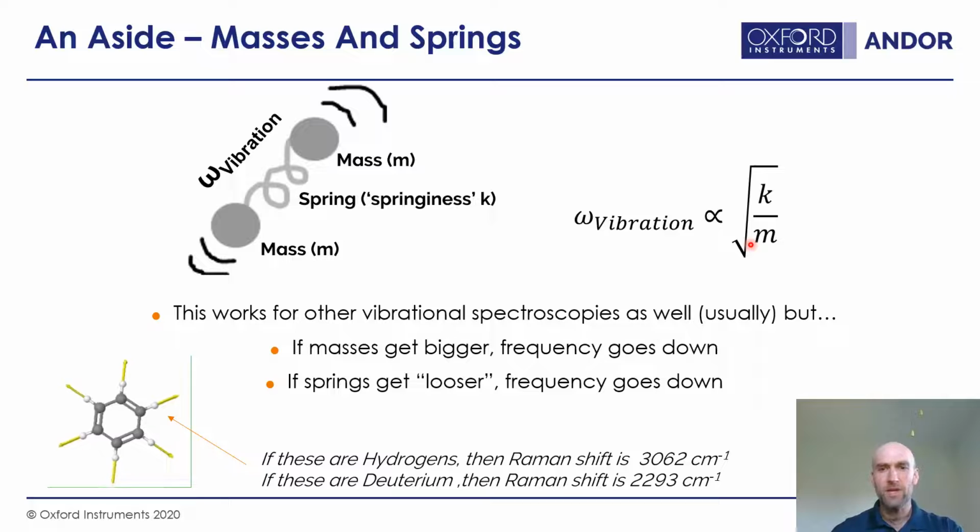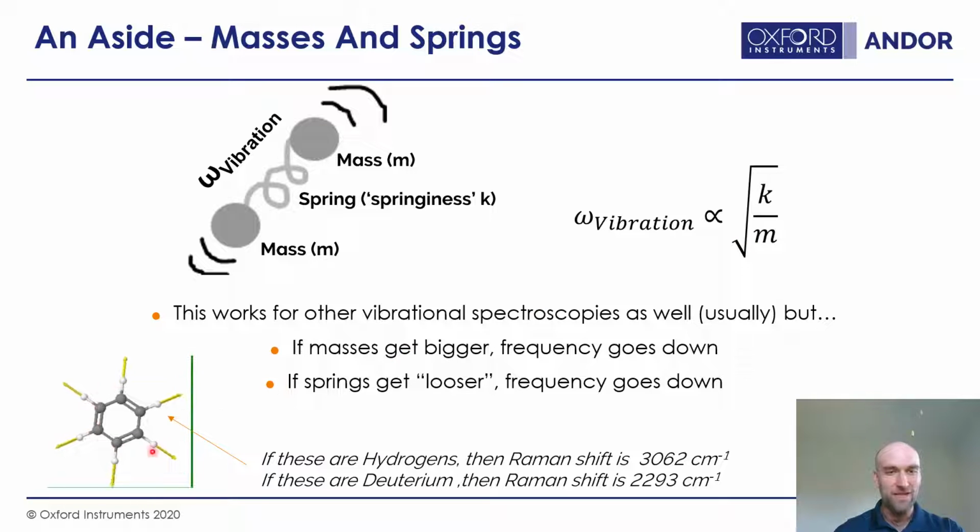But we can kind of see if the masses get bigger, the frequency goes down. Larger masses move more sluggishly. If the spring gets looser, frequency goes down. So if the spring is less springy, it bounces back and forth less well, or less fast. And just to connect this back to Raman, it works kind of like you would think.